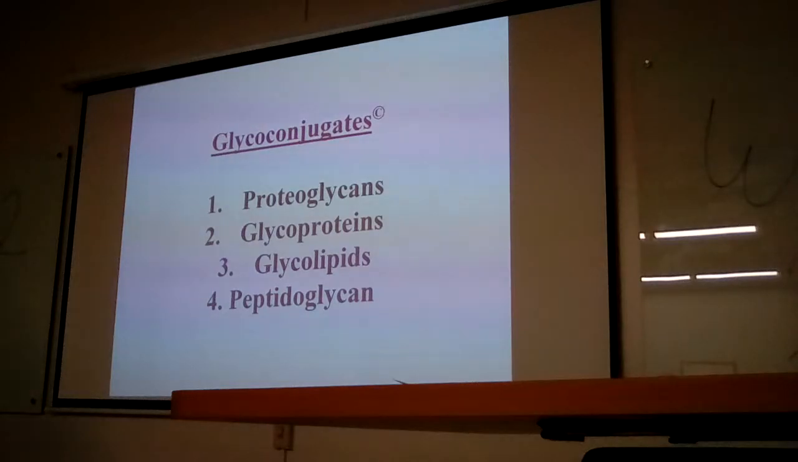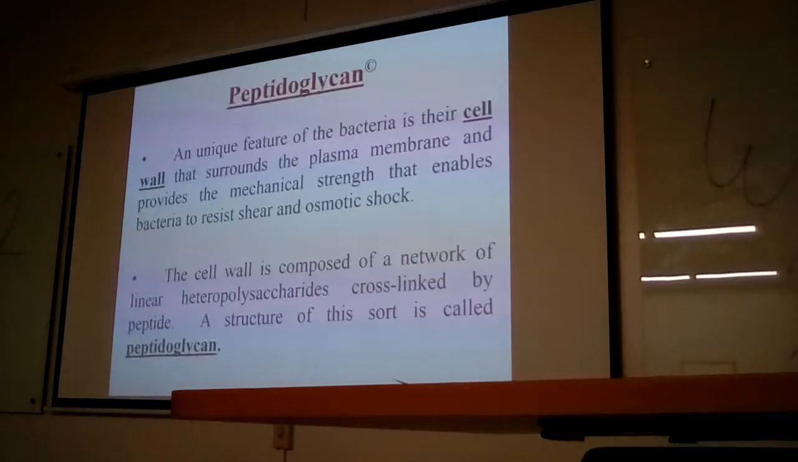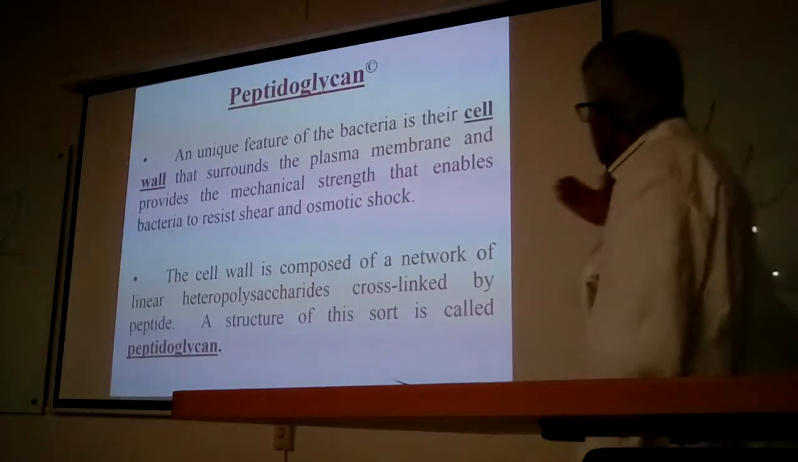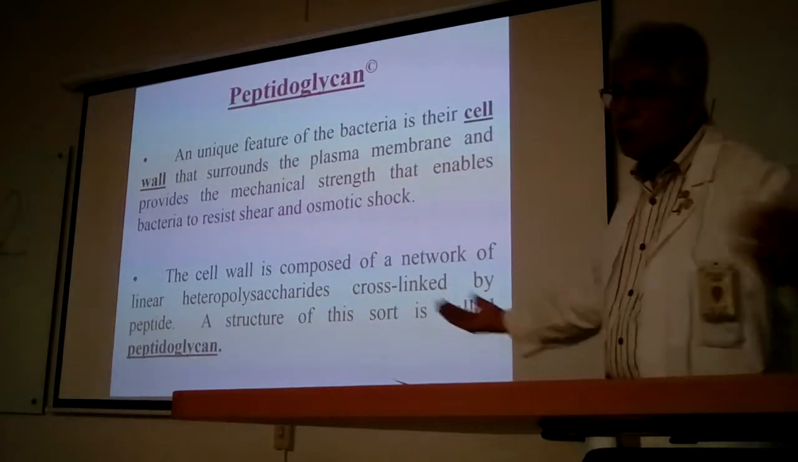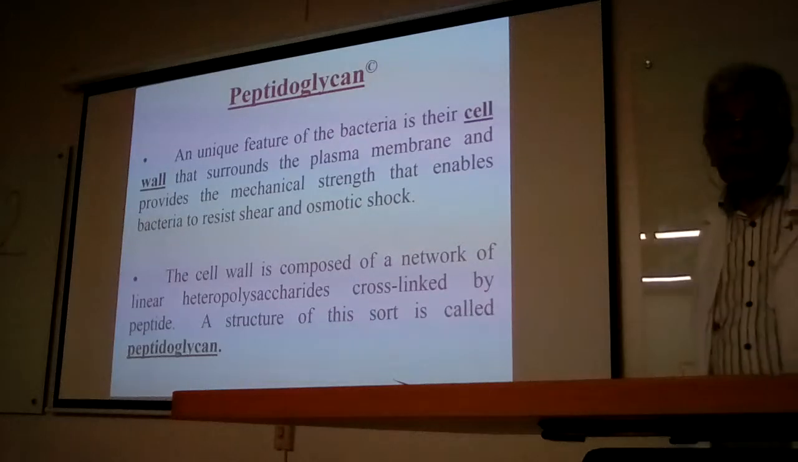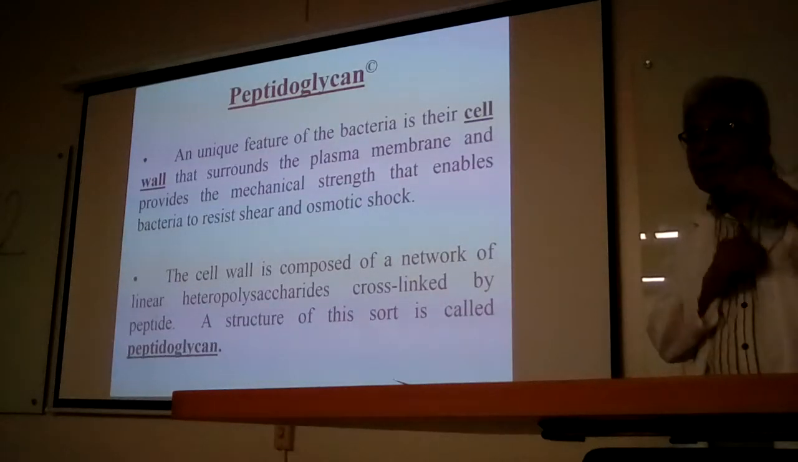If time permits, I'll do the proteoglycans and glycoproteins. I'll barely touch the peptidoglycan, but I will not do that too. Glycolipid, I'm not touching that. So the peptidoglycan is basically the bacterial cell wall. Gram-positive bacteria have the peptidoglycan as the first layer. In gram-negative, it is somewhat hidden.